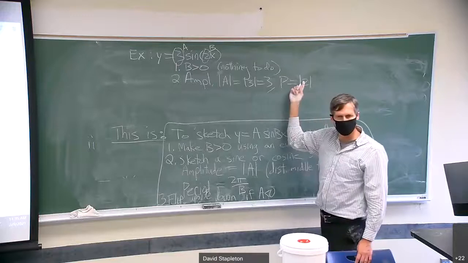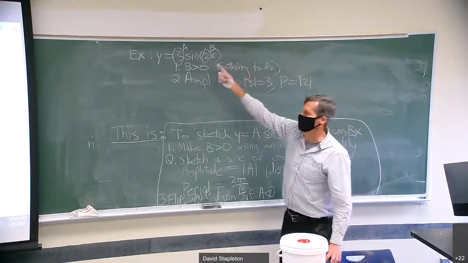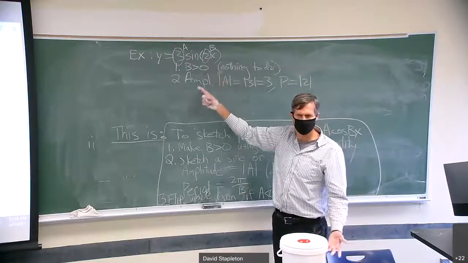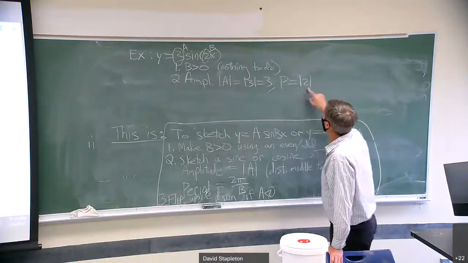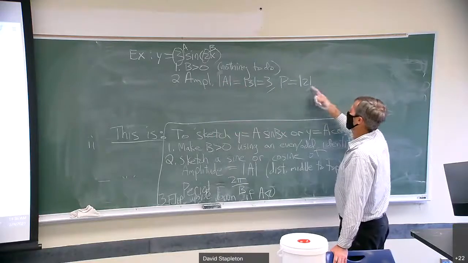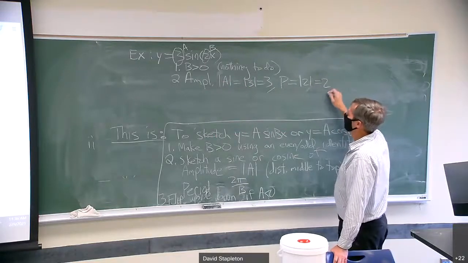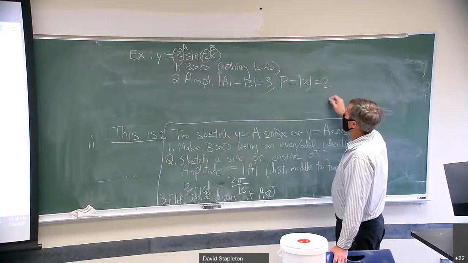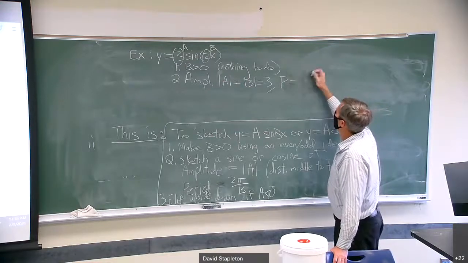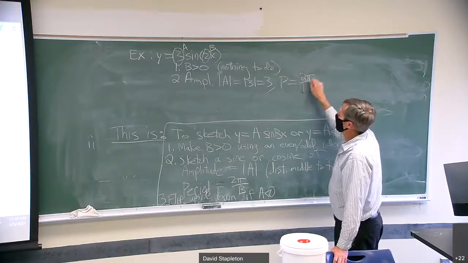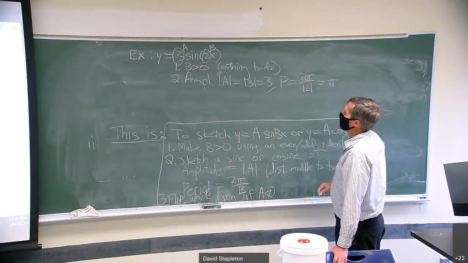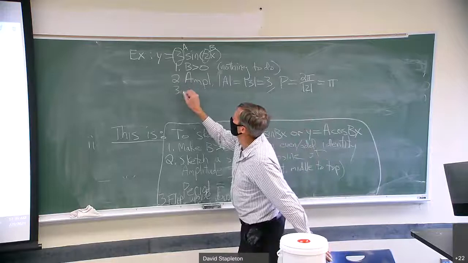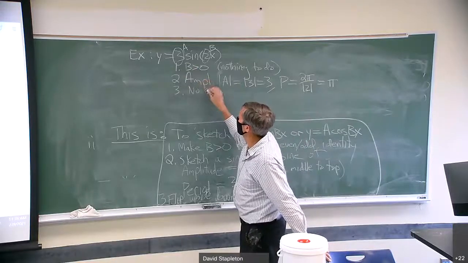The book will often leave out the absolute value on this one because they're just assuming that B is positive, like we just suggested in step 1. So they may leave this out assuming that you did this. That's why. But in practice, it needs to be in there. So 2 pi over B is 2 pi over absolute value of 2, which is pi. So the period is pi. And then 3, there's no flip since A is positive.